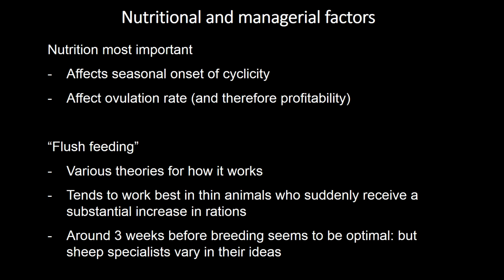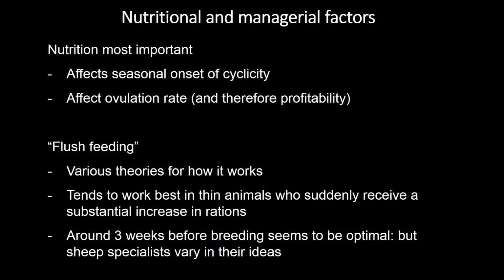Yet another theory is that high protein in the flush feeding ration increases hepatic enzyme activity, which indirectly results in higher clearance of steroid hormones from circulation, which in turn lowers the negative feedback effects of steroid hormones on gonadotropin secretion. Regardless of the mechanism, flush feeding is a proven way to increase ovulation rate and therefore lambing rate.